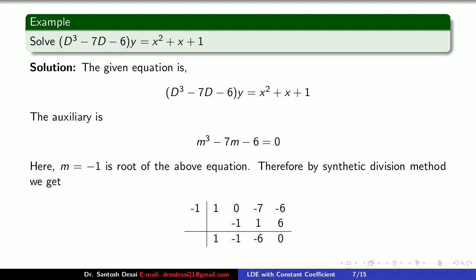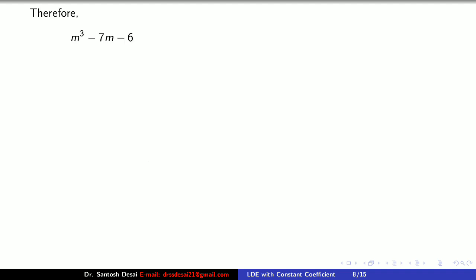Now we have to express the given cubic equation as a product of linear and quadratic factor. So the linear factor is m plus 1, and the quadratic factor can be written using the coefficients 1, minus 1 and minus 6, that is the numbers below the horizontal line. So the first number is the coefficient of m square, the second number is the coefficient of m, and the third number, minus 6, is the constant term. So therefore we get m cube minus 7m minus 6 is equal to (m plus 1) into (m square minus m minus 6), and this is equal to 0.